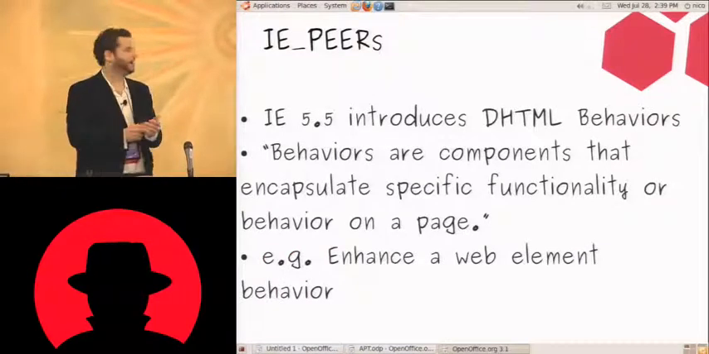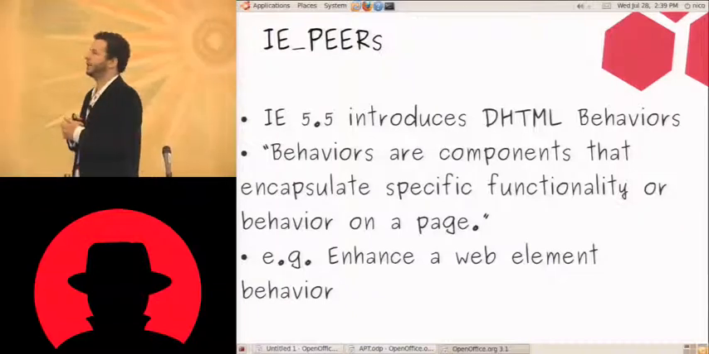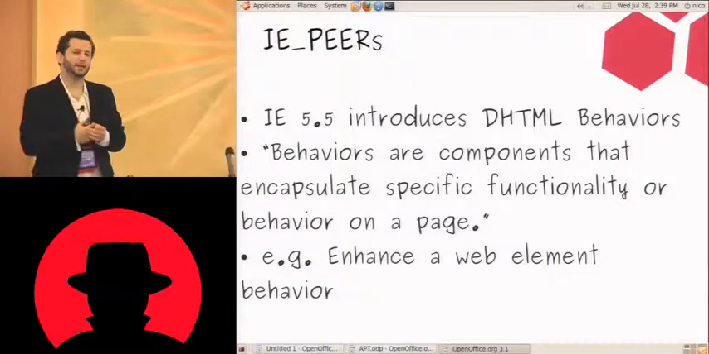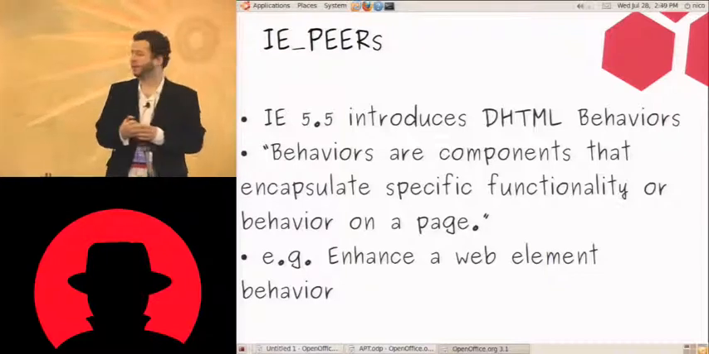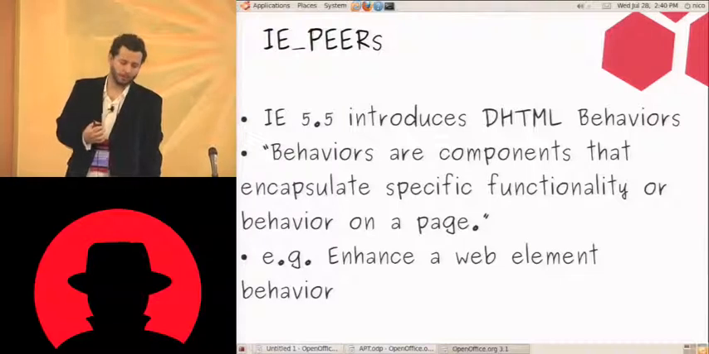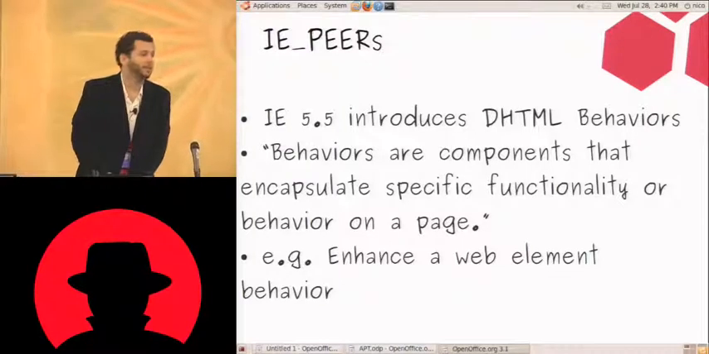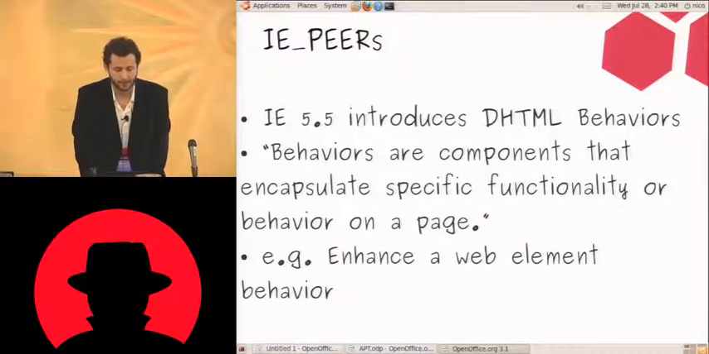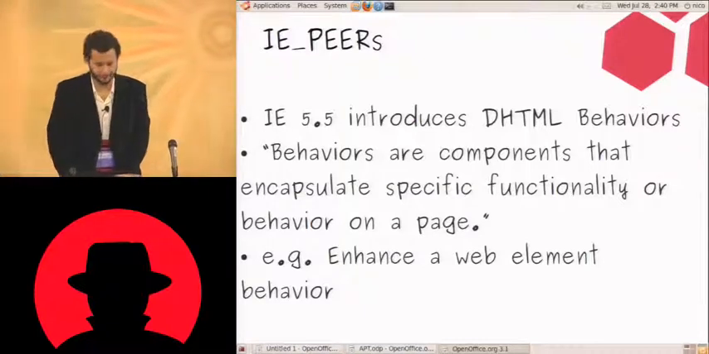So, a little bit about the bug. The bug was in what is called DHTML behaviors, which was introduced in Internet Explorer 5.5 and goes all the way to Internet Explorer 7. On Internet Explorer 8, it's not there anymore. I don't know if anyone actually used behaviors or not. Behaviors are basically components that allow you to encapsulate specific functionalities on different page behaviors or elements.